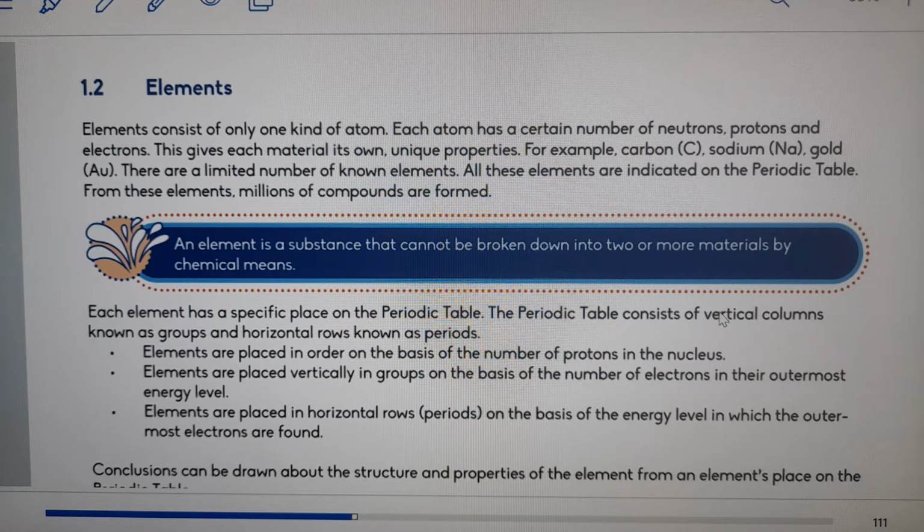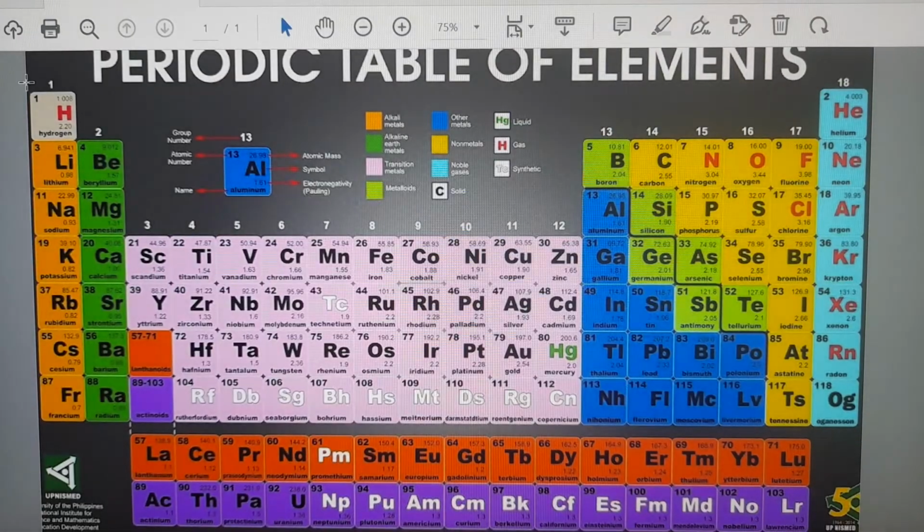The periodic table consists of vertical columns known as groups. Let's look at the periodic table. This vertical column is group 1. You see it's written there at the top. The next vertical column is group 2. The next one is group 3. The next one is group 4, all the way until we have group number 18. The vertical columns are groups.